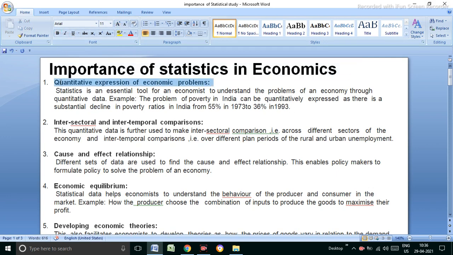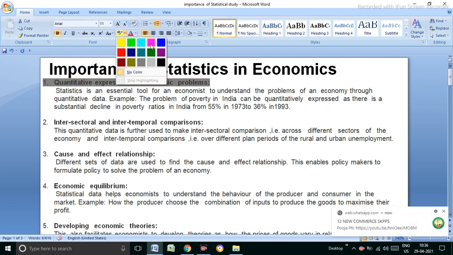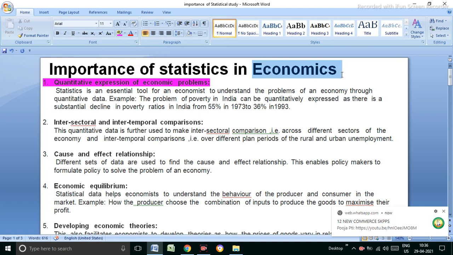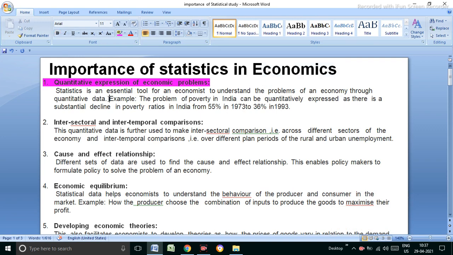Yes, the first importance is the quantitative expression of economic problems. We know very well there are various types of problems found in economics. Which type of problem will we study in statistics? Only those types of problems which we can measure or count in quantitative expression. Statistics is an essential tool for economics to study problems of economics through quantitative data.